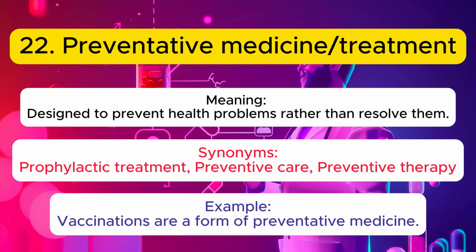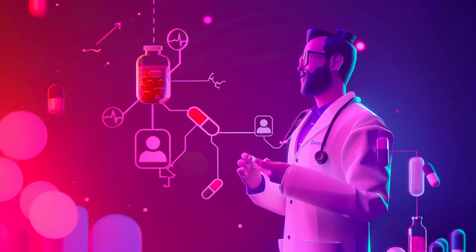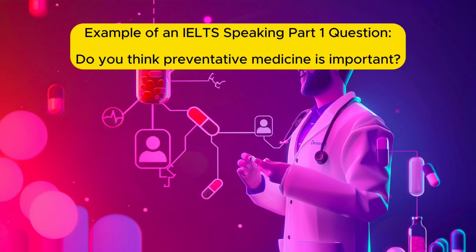22. Preventative medicine treatment. Meaning, designed to prevent health problems rather than resolve them. Synonyms: prophylactic treatment, preventive care, preventive therapy. Example: vaccinations are a form of preventative medicine. Example of an IELTS Speaking Part 1. Question: do you think preventative medicine is important?